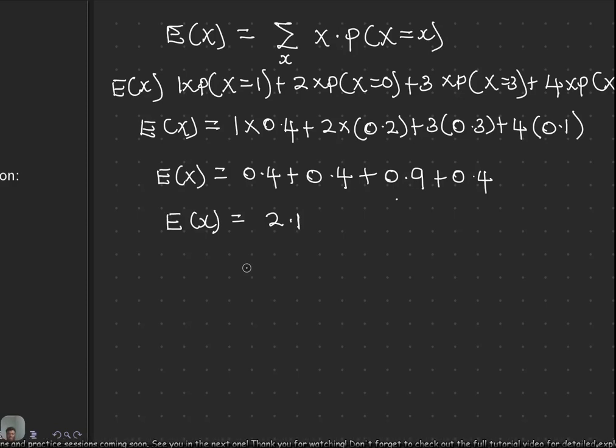Remember, expected value was just the average of all the probability distributions, right? So at the end of the day, if you perform the experiment so many times, this is what you should be aiming at getting. Right, this is the value you should aim at getting.